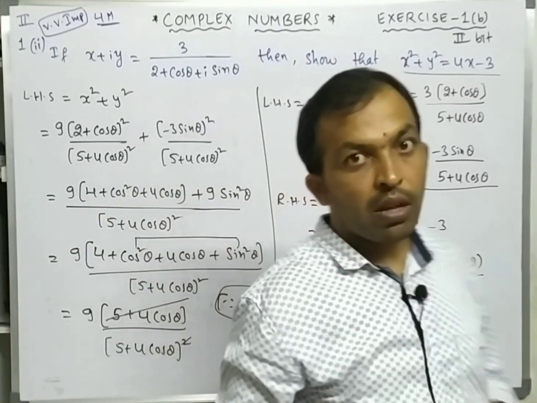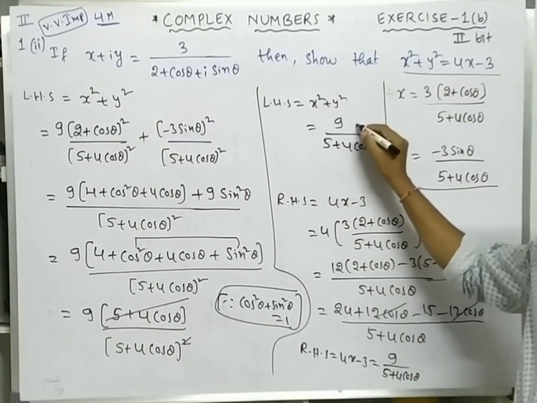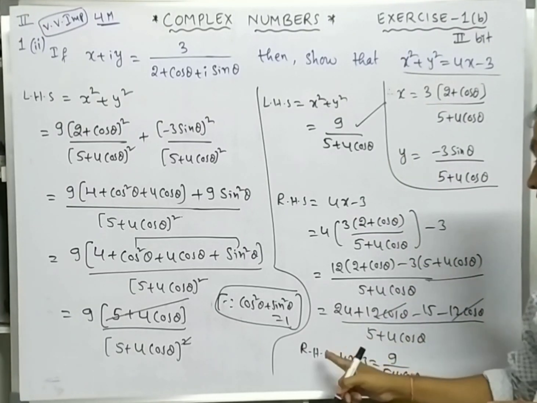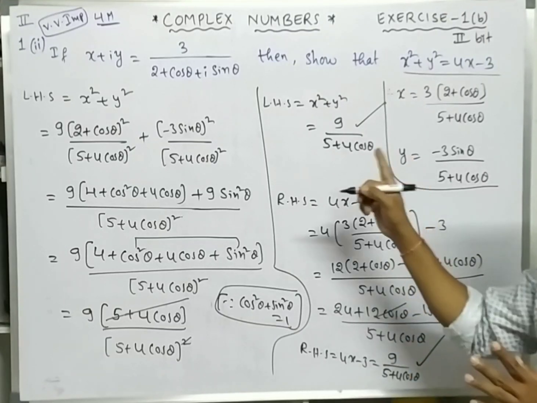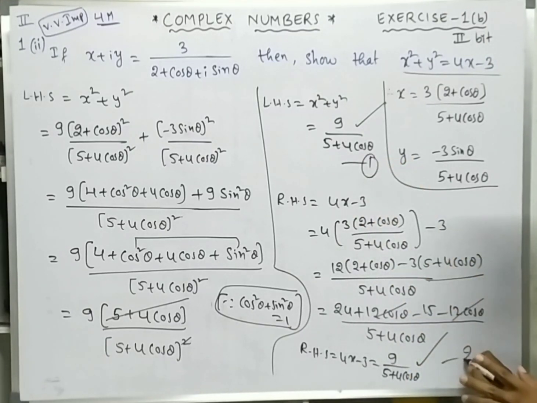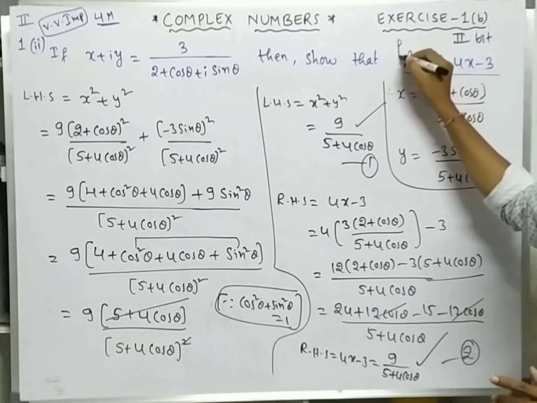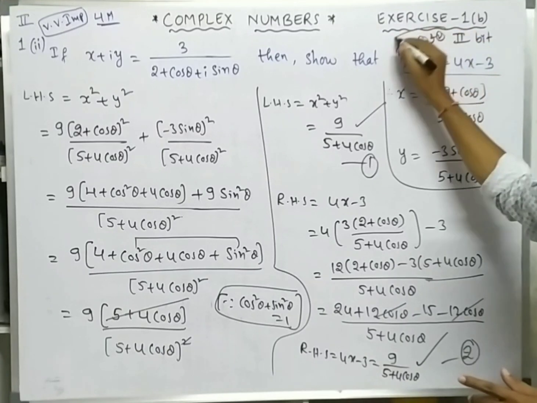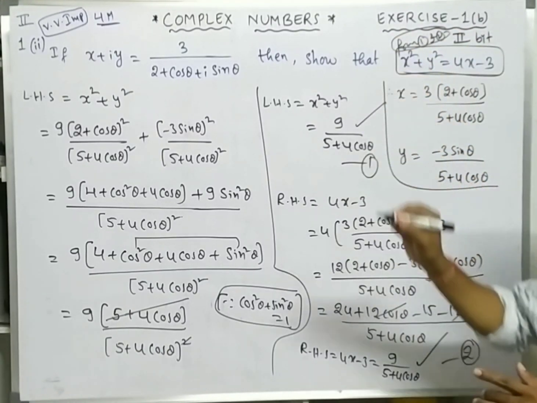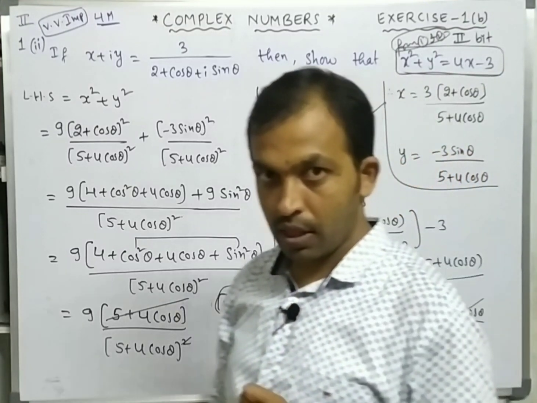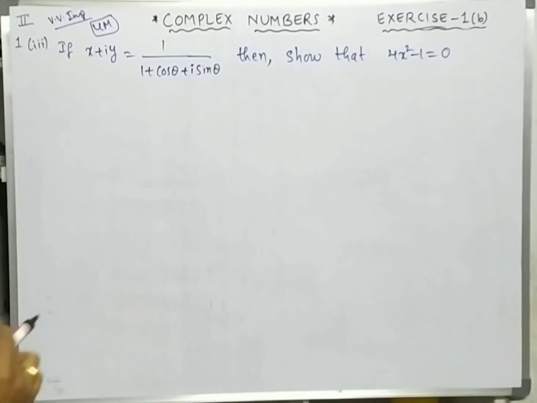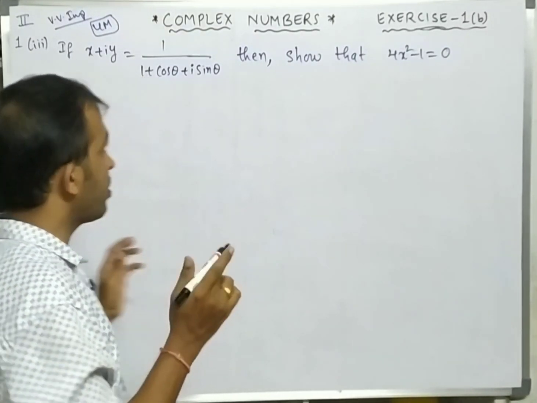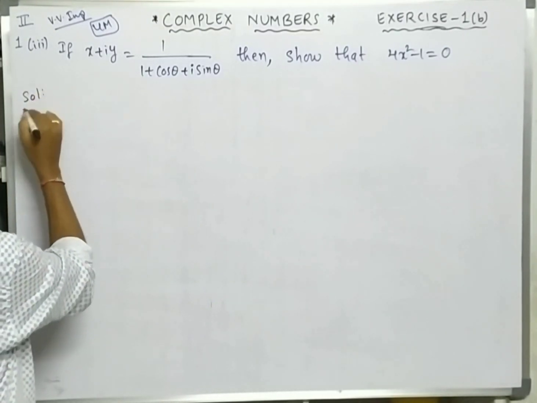So observe here. By simplification of the left hand side we got 9 by 5 plus 4 cos theta, and by right hand side simplification we also got 9 by 5 plus 4 cos theta. So therefore from 1 and 2 we can conclude that x square plus y square is equal to 4x minus 3. Okay, so this is an important problem for 4 marks. This is also a very important problem, repeated many times as a 4 marks question. Simple problem, it is similar to the previous problem.